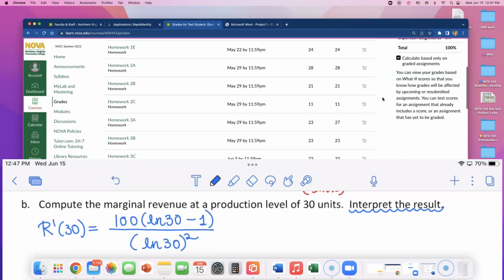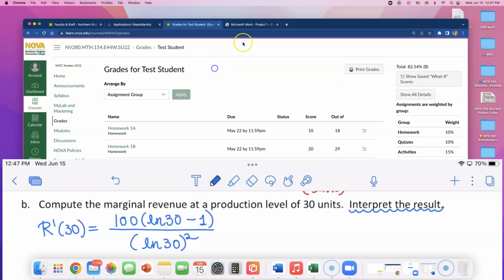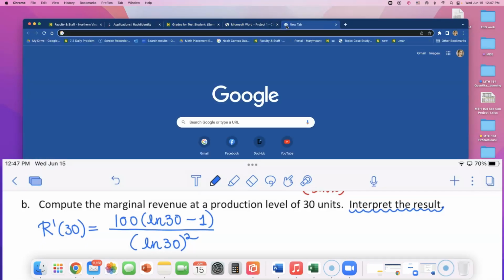Don't worry, this is nobody's grade. This is my test student grade. I'm not showing anybody a grade.